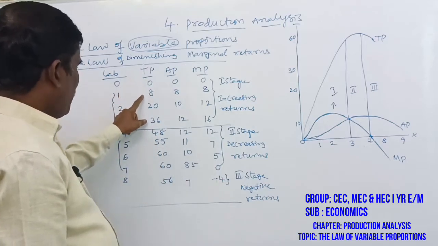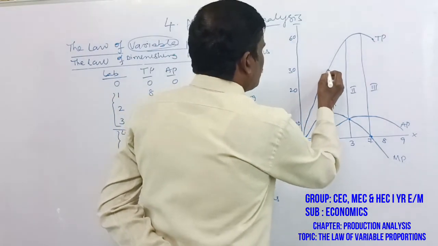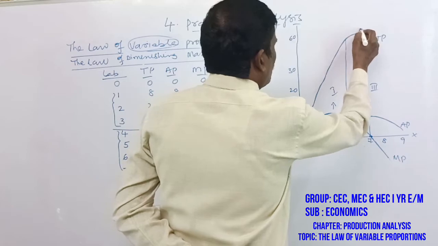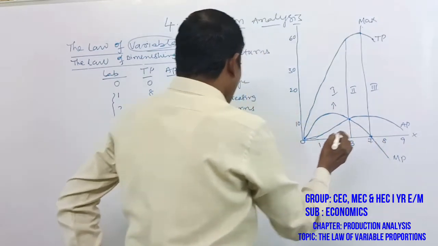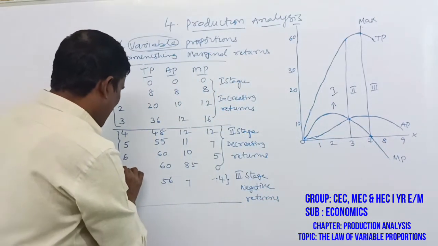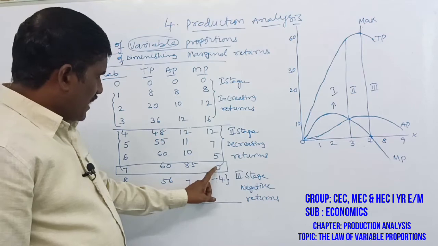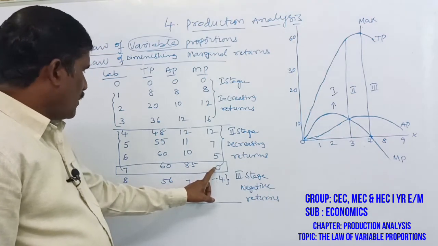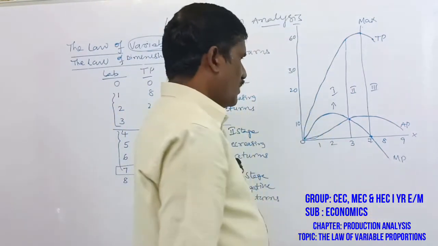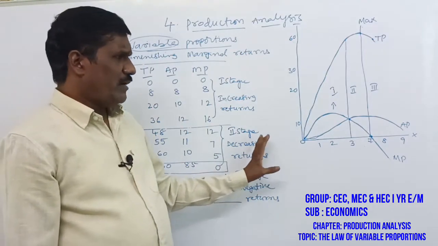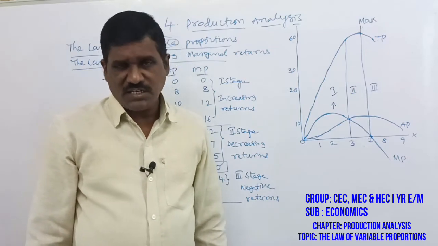And TP, the TP goes to the maximum. See, it is maximum. When the total production is maximum, at that time the marginal production will become 0. When the total production is maximum, simultaneously the marginal production will be 0. Then total production decreases and marginal production goes to negative values. Okay, so this is the explanation of the law of diminishing marginal returns.